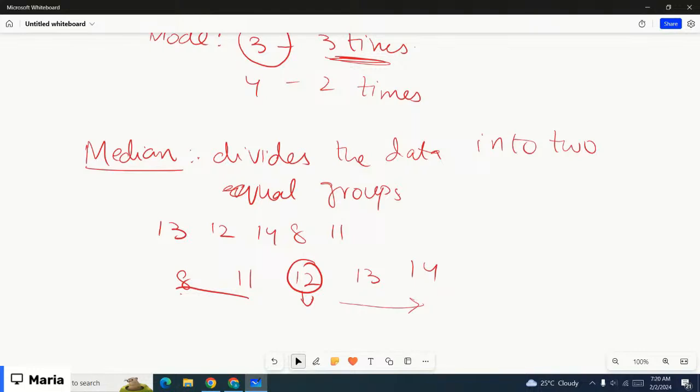Whenever you need to calculate the median, just arrange the data from least to greatest and see the middle number, right? The middle number is the one that divides the whole data into two equal parts. Before the median, you have all the numbers that are less than the median, and after the median, you have all the numbers that are greater than the median. Got it? If you have any question related to mean, mode and median, you can ask. Then I'm going to move on to mean.